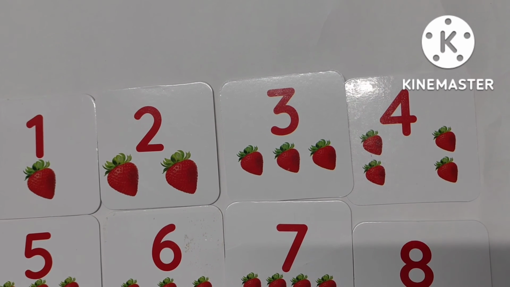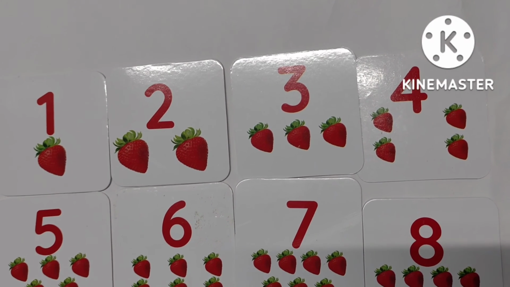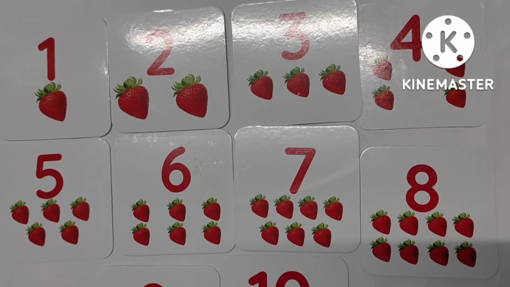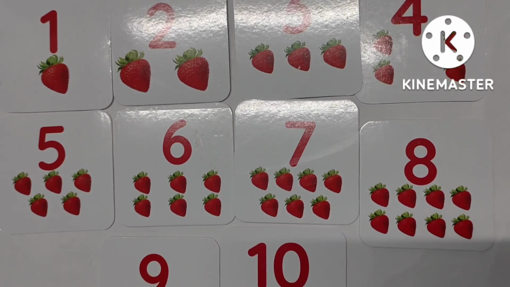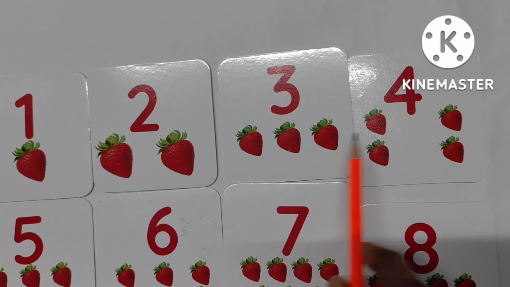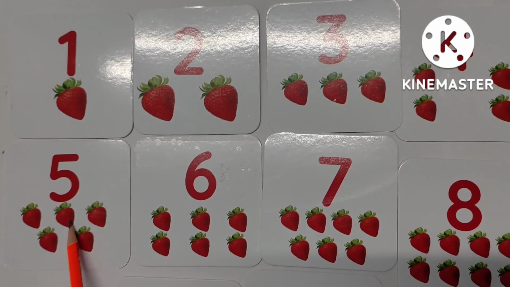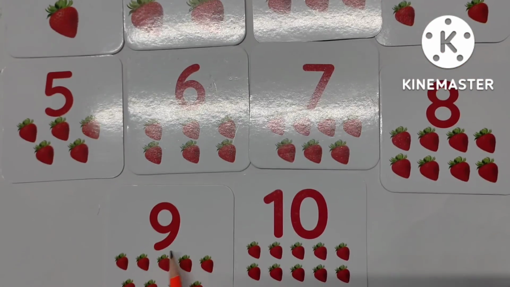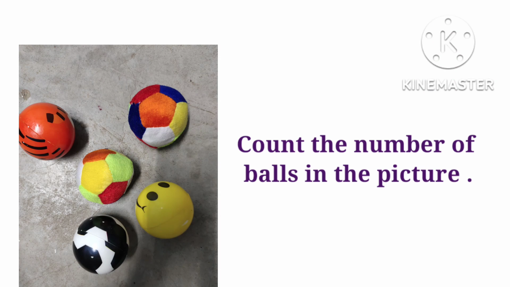My dear children, today we have learned counting numbers up to 10, isn't it? Let us count again. 1, 2, 3, 4, 5, 6, 7, 8, 9, 10. My dear children, now you have to count the number of balls in the picture.